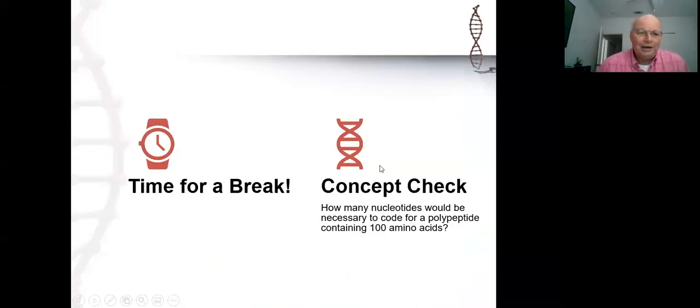So before we move on and actually talk about transcription in great detail, a quick concept check. This is not going to be a full break. We're just going to answer this concept check question and then move on. So how many nucleotides would be necessary to code for a polypeptide containing 100 amino acids? Well, the first thing that you need to do is remember how many nucleotides represents a codon for an amino acid.